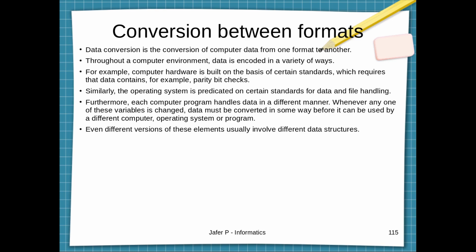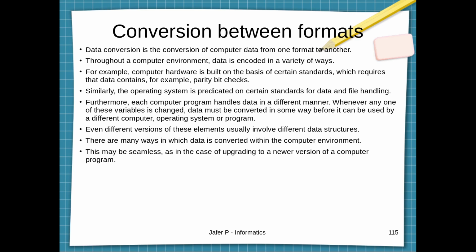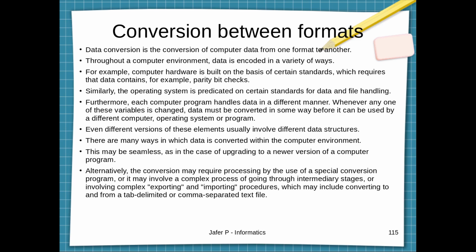Even different versions of these elements usually involve different data structures. When you store data in a computer system, the storage is based on the operating system you are using. Each operating system has its own different data structures to store the data. There are many ways in which data is converted within a computer environment. There are different ways to convert data in a computer environment. This may be seamless, as in the case of upgrading to a newer version of a computer program.